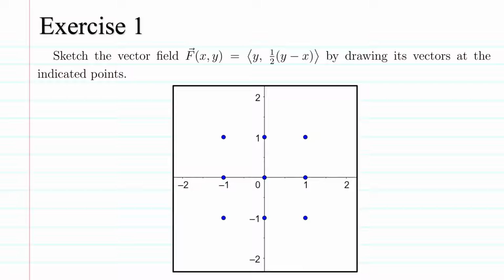Sketch the vector field f of xy equals y, 1/2 times y minus x by drawing its vectors at the indicated points. So here yung indicated points ay itong siyam na blue points na to. So dito sa exercise na to, pinapasketch yung vector field f using these 9 points. Okay, so pause nyo muna yung video and try to answer this on your own.